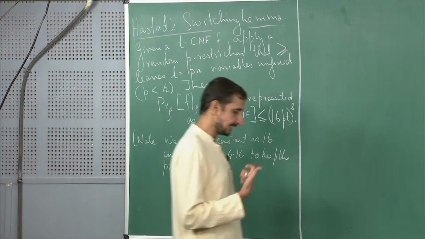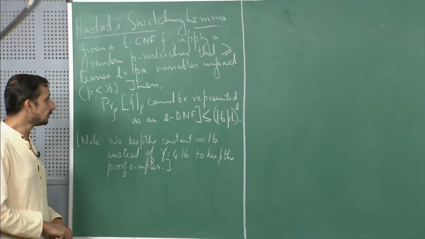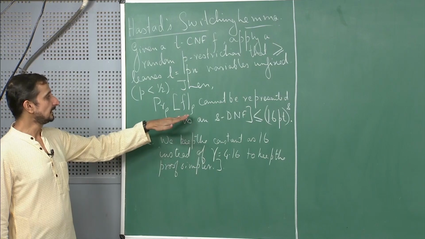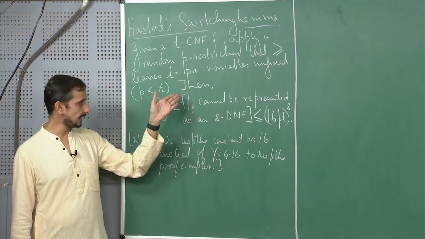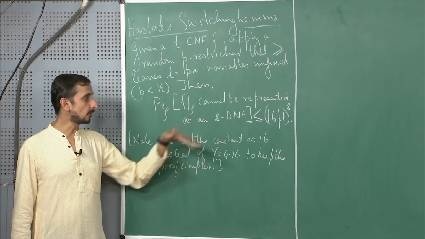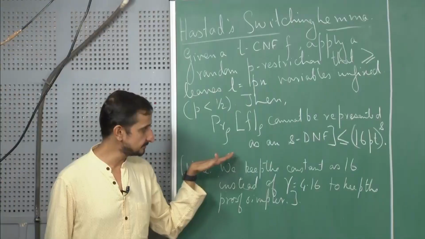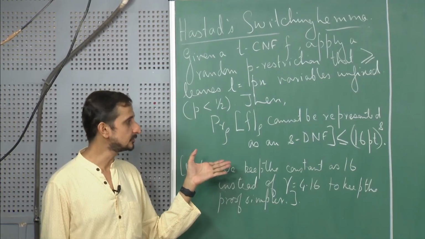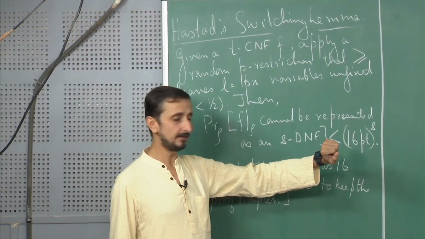Okay. So how do we establish this proof? The way we will establish this proof is we will count the number of bad restrictions. A restriction is bad if f restricted to that restriction cannot be represented as an SDNF. We will count the number of such bad restrictions as a ratio of the total number of restrictions, and we will show that that ratio is less than this quantity.